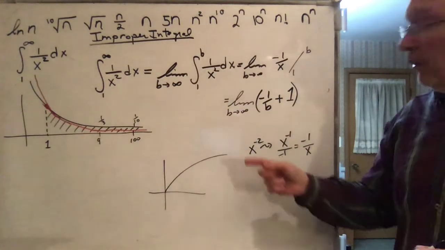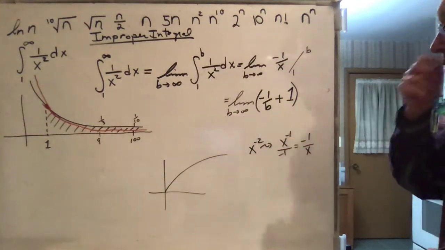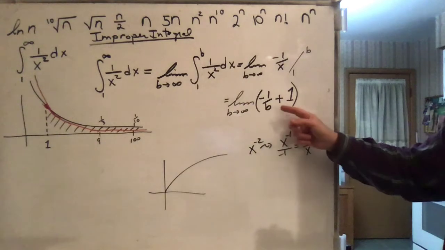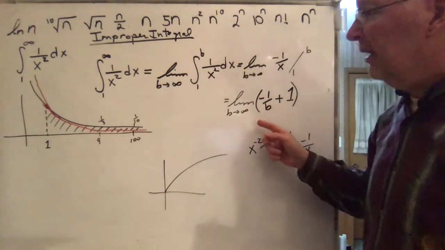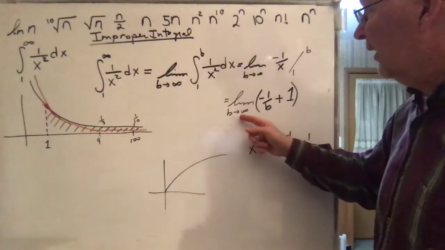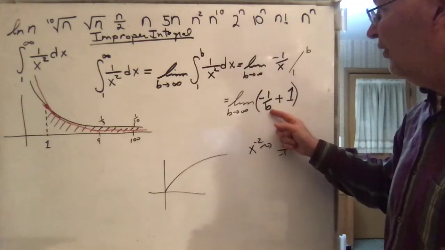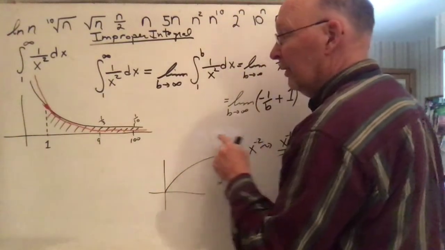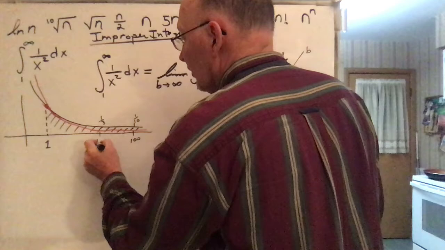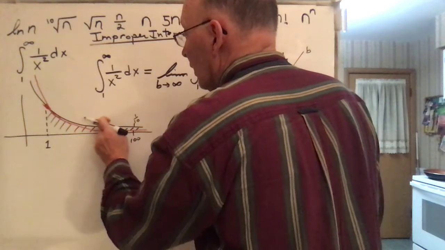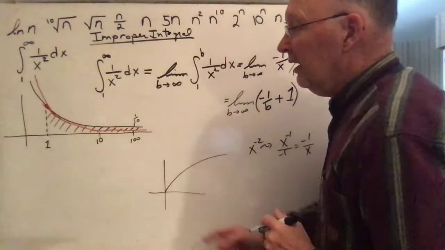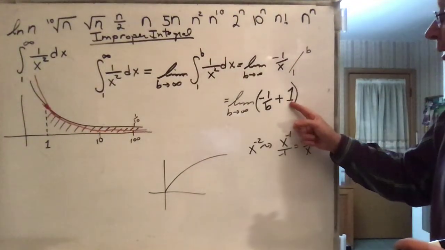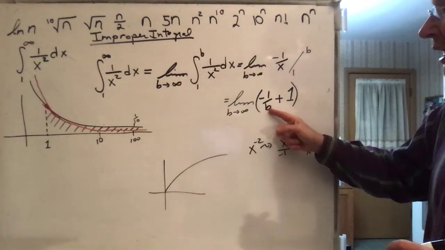And now you ask the question, what happens to this quantity? Notice that this quantity here tells you how much area is underneath this function from 1 to b. I could have done this with the previous one too. I forgot to do it. But let's say it's from 1 to 10. So 1 to 10, how much area is there from here to here? Well, if we calculate it, it's going to be 1 minus 1/10, which is 9/10.